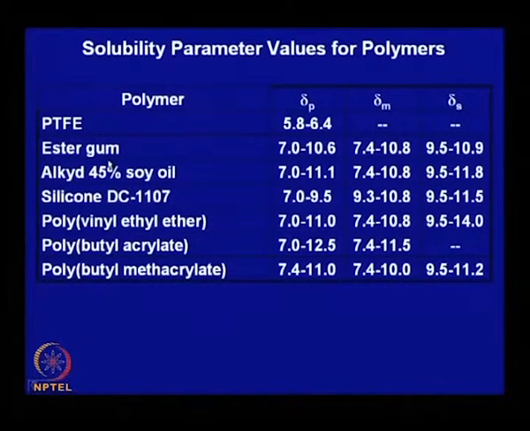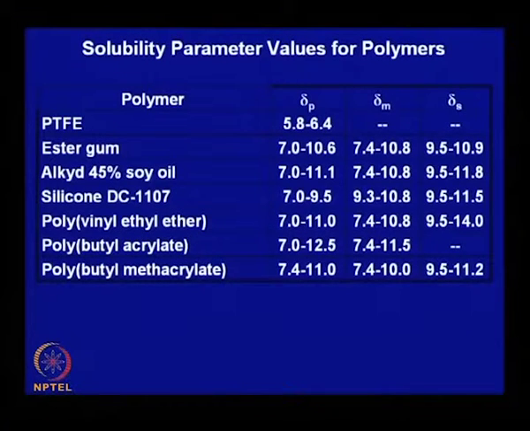Ester gum is a resin made from terephthalic acid and phthalic anhydride, or terephthalic acid and some glycol, sometimes using some oils in combination. So, the ester gum, because those are ester-like polymers.